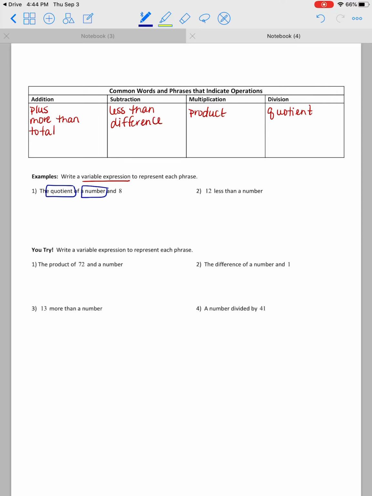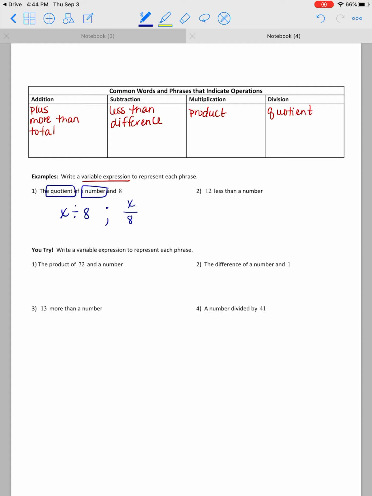So I'm going to write that as a mathematical problem. My first number is x, I don't know what it is. What am I doing? I am dividing it by 8. Another way that we could write it is x over 8. That fraction bar there also means division.